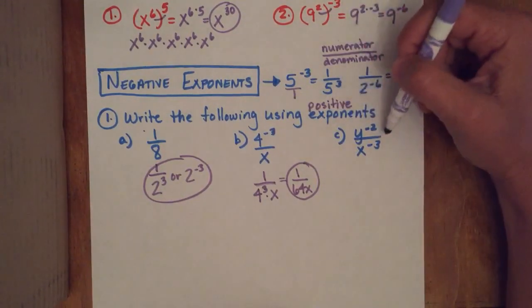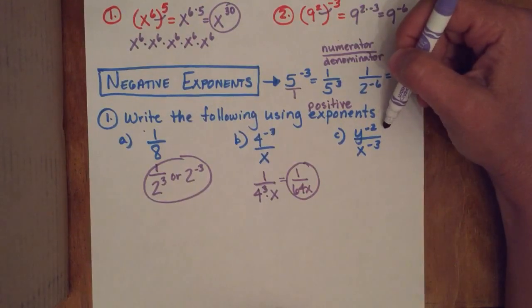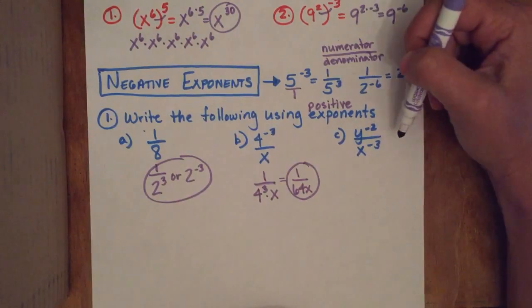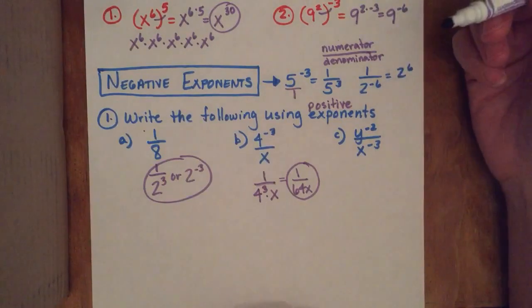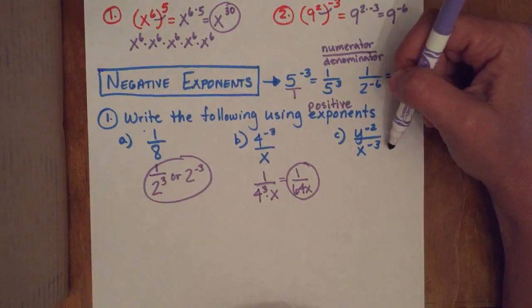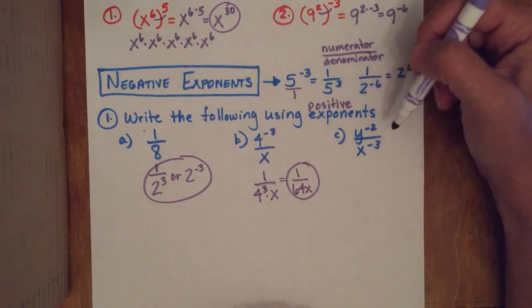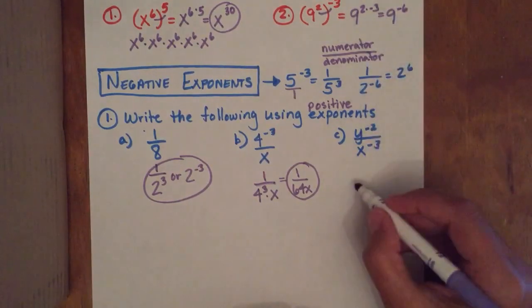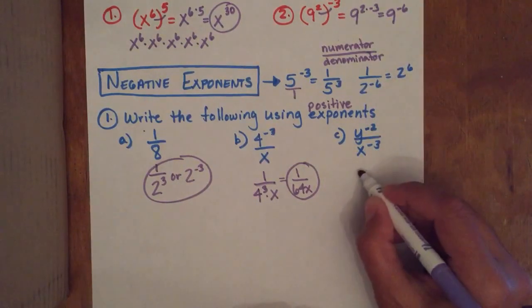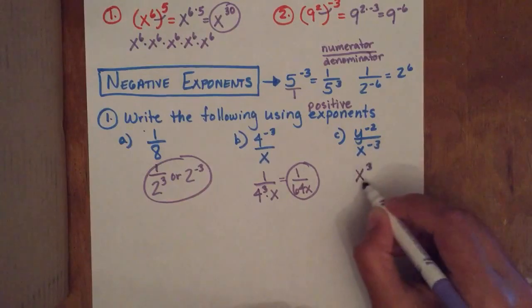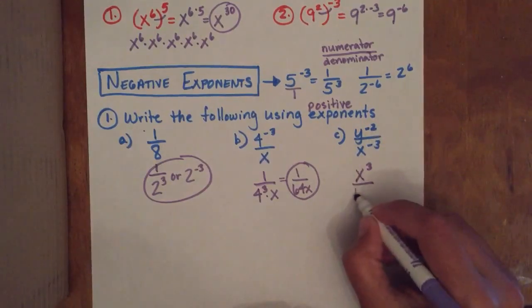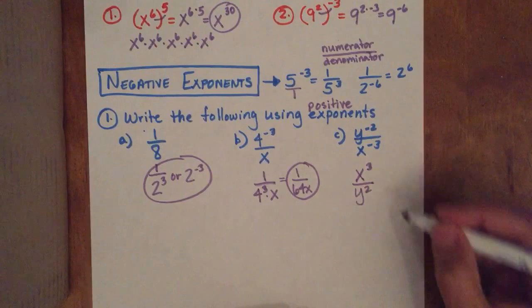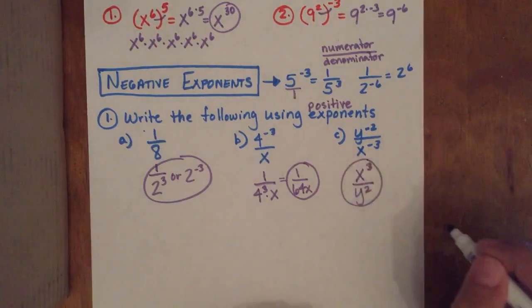So let's look at the last one. I've got y to the negative 2 in my numerator and x to the negative 3 in my denominator. So if I want to make these positive, I just move each term to the opposite part of the fraction. So I'm going to move the x to the negative third up to the numerator, and it becomes positive. And I'm going to move the y to the negative 2 down to the denominator, and it becomes positive. And I'm done.